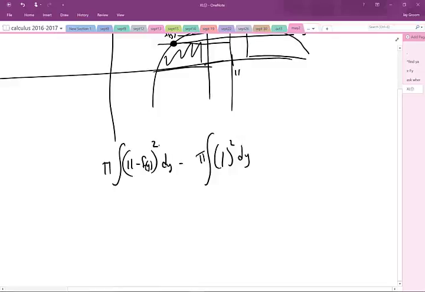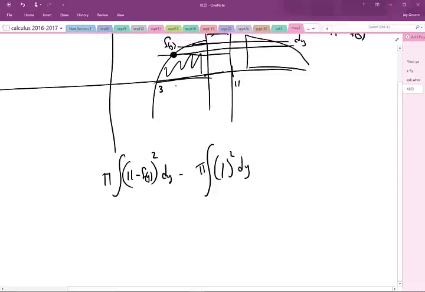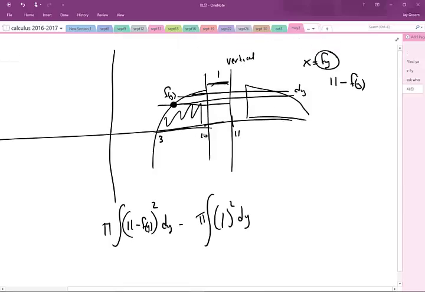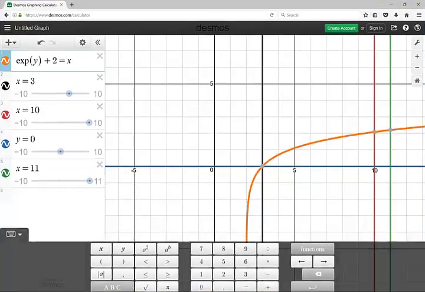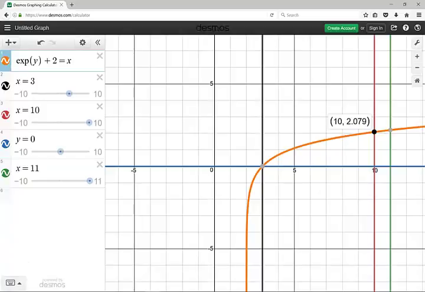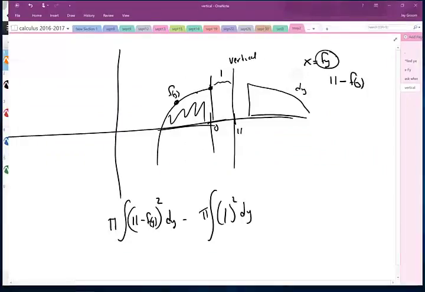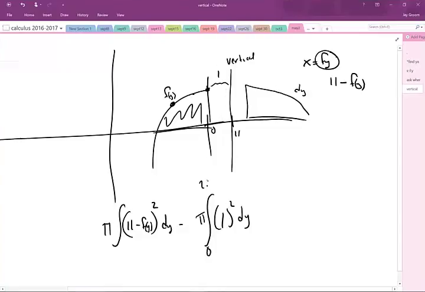So, squared. Pi r squared, right? So this is going to be pi. Now, where are we integrating from, Mr. Groom? From 3? No, are we going from 3 to 10? No, those are x's. We should be going from where? On the y's, from 0 up to wherever they meet right there, yes? And so going from 0 up to 2.79.